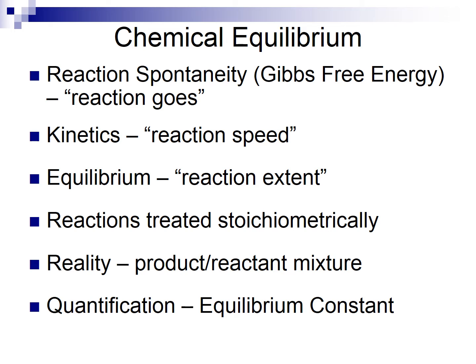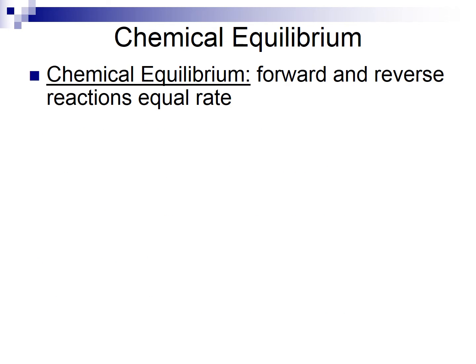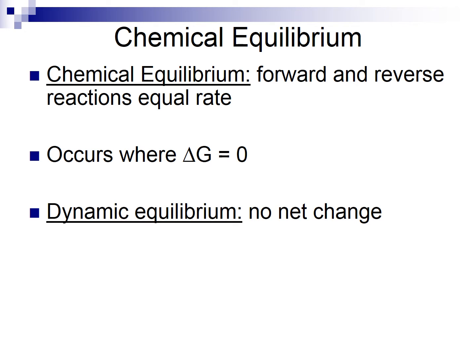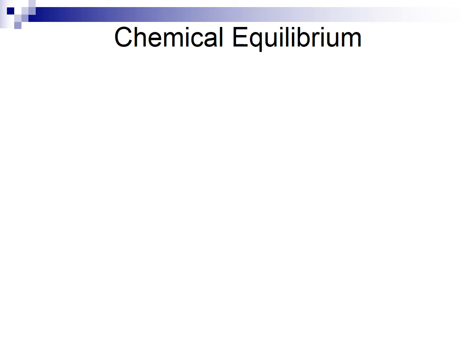In any of our systems, we're going to have a little bit of reactant left, even if our reaction has gone essentially to product. Now, chemical equilibrium looks at both the forward and reverse rate of a reaction being equal. This occurs at the point where the free energy of that reaction is equal to zero. In a dynamic equilibrium, because our forward and reverse reaction rates are equal, yet still occurring, there is no net overall change in concentrations. However, individual particles are still able to react forward and backward.